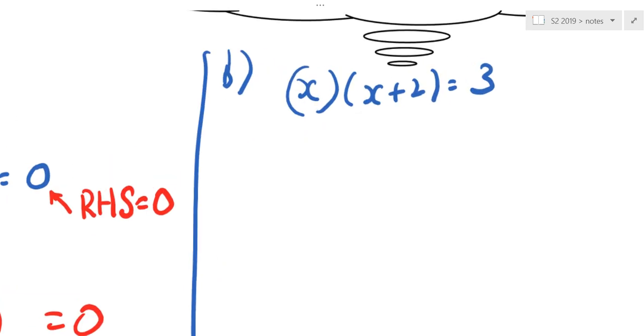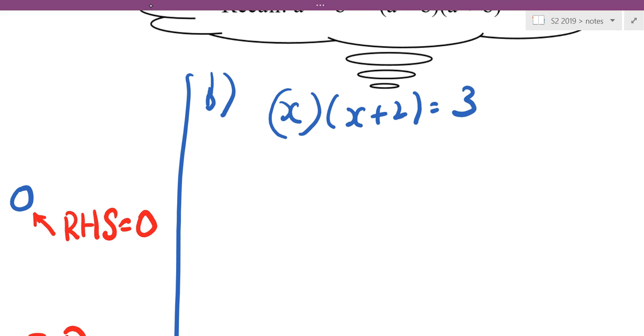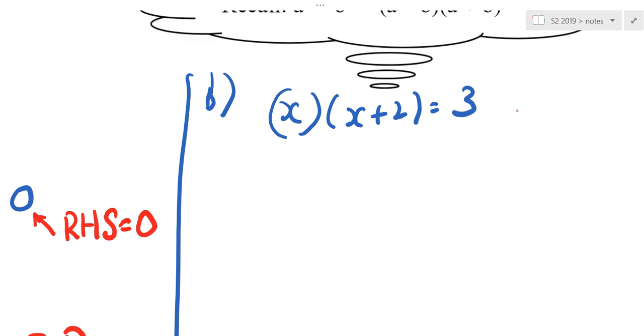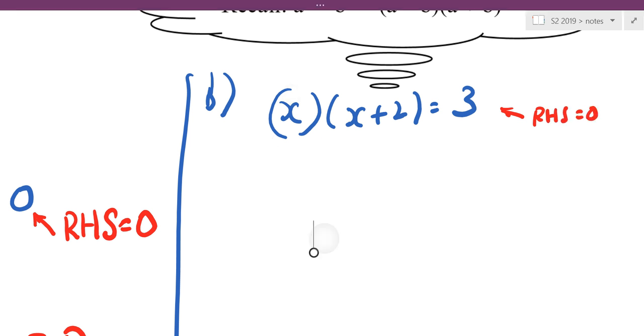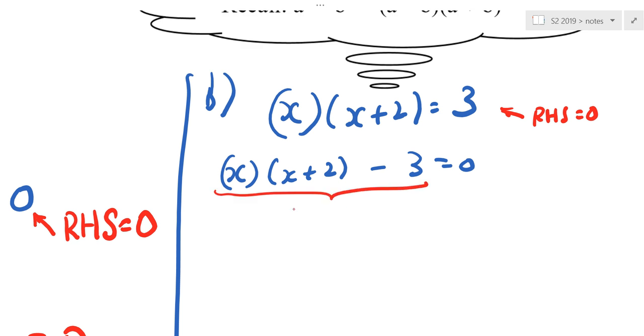Okay, let's try B. What is the first step? Right hand side 0. How do I do it? So, can everyone write the same as me? X plus 3 minus 3 equals to 0. Question. Is this a product?